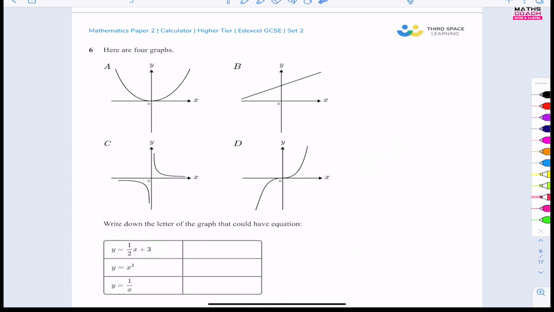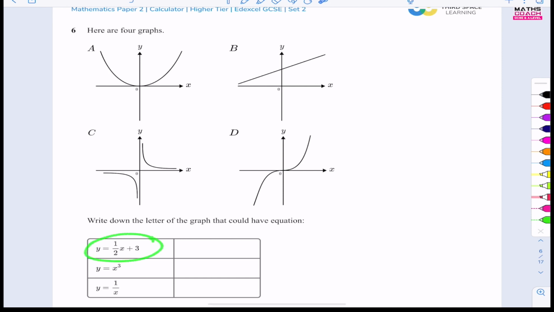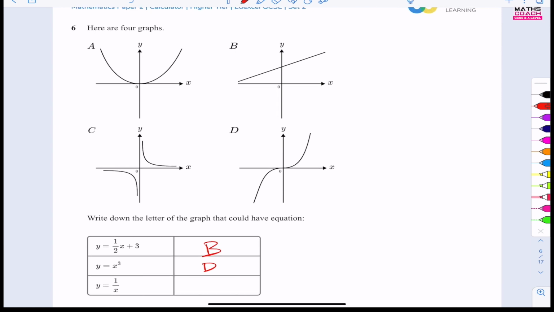So if you have a look at the table now, okay, y equals mx plus c form. Can you see that? So that would be graph B. The next one, y is equal to x cubed, is going to be D. The one after that, the reciprocal 1 over x, is going to be C.